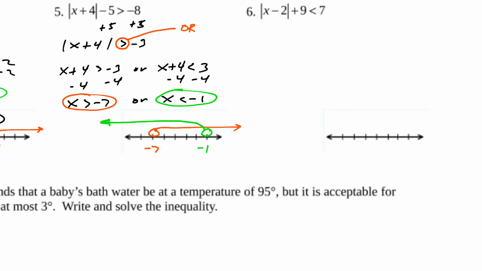Well, since the entire number line is shaded in, then our answer for this one is all real numbers. So I'm going to write this symbol right here for all real numbers. All right, that means any number that you pick for x, any real number, will make this original inequality true.